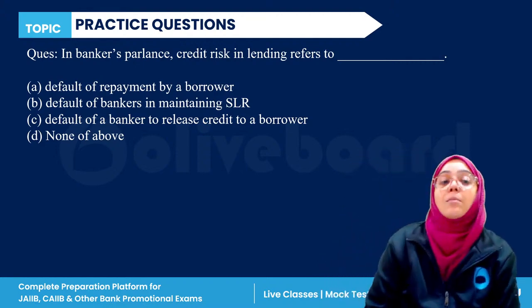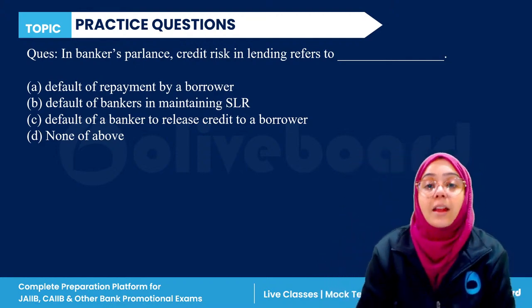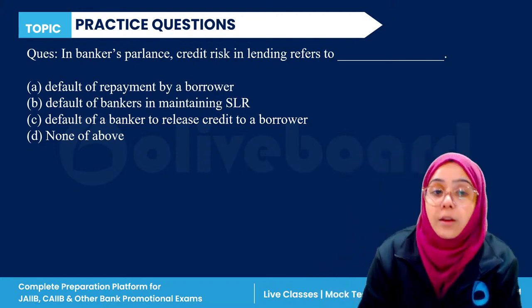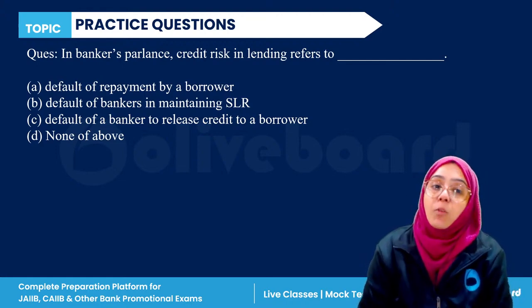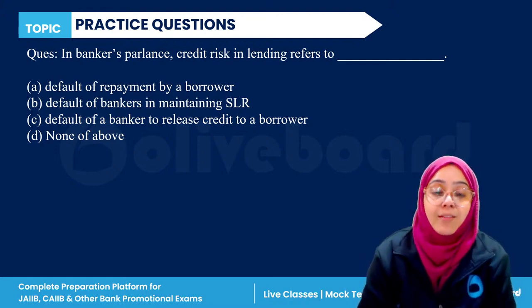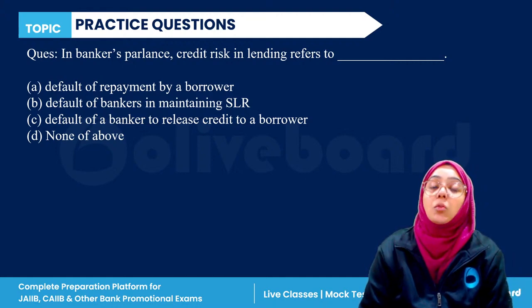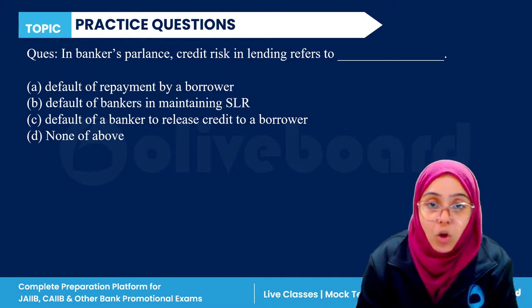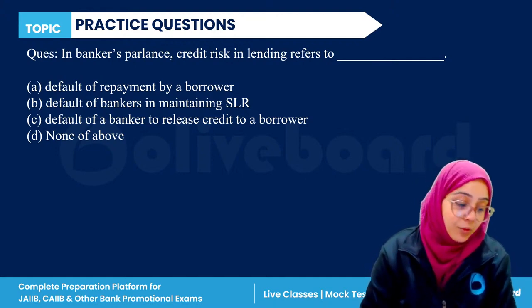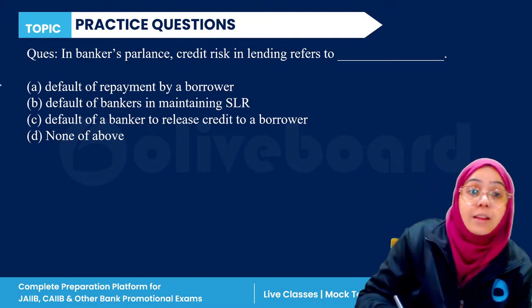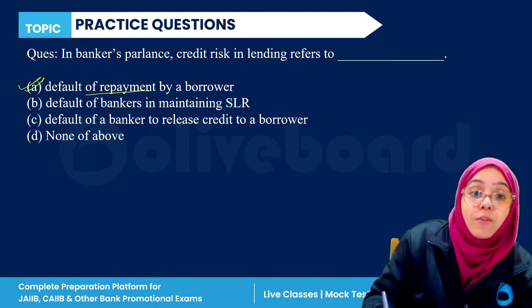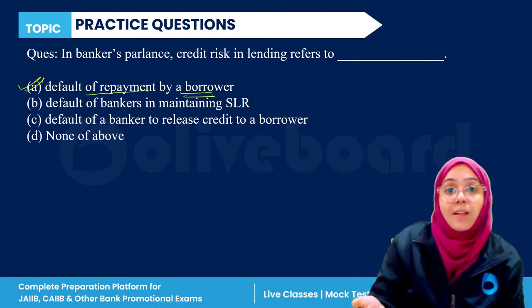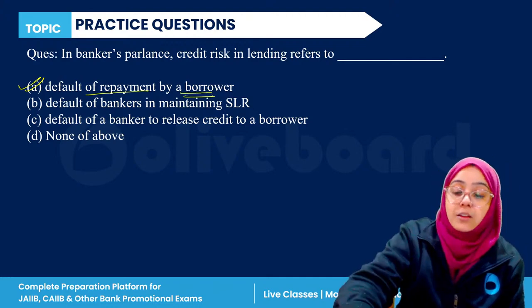So, in bankers' parlance, credit risk in lending actually refers to what? Default of repayment by a borrower, default of bankers in maintaining SLR, default of a banker to release credit to a borrower, or none of the above. So, the correct answer for this question is A, default of the repayment by the borrower. That is known as credit risk. So, A is the correct answer.